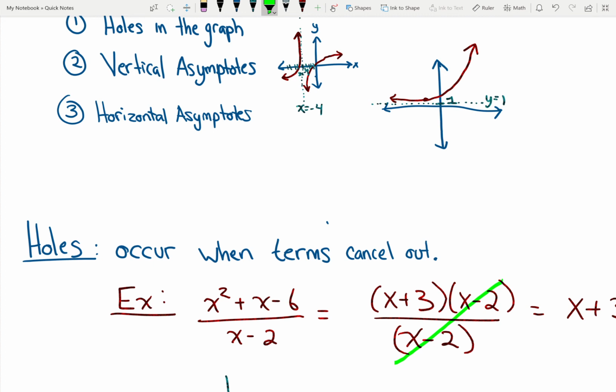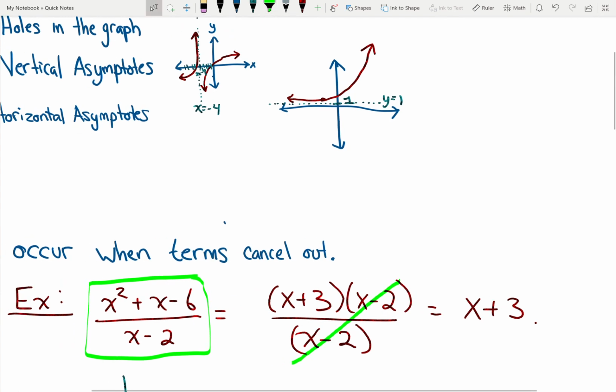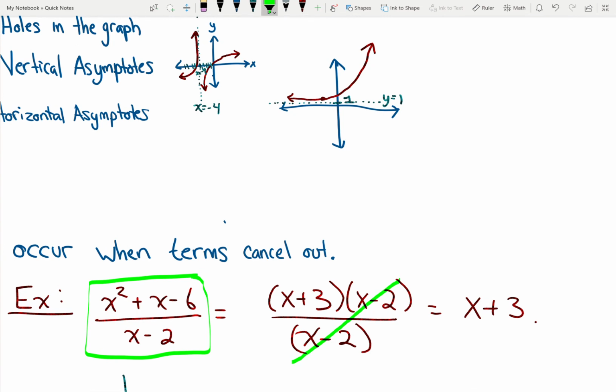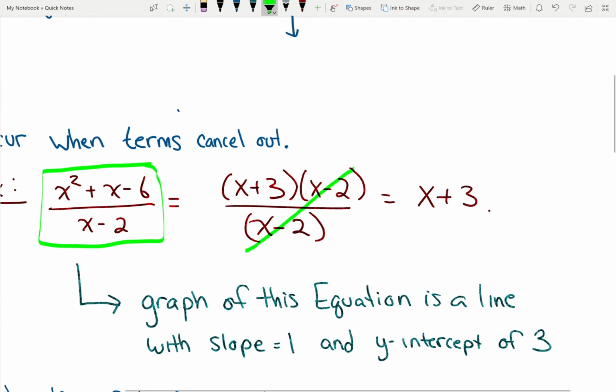Okay, so that means this whole complicated looking rational function, after simplifying, just looks like this: x plus 3. So what does that mean for us? That means this complicated rational function over here, if we were to graph it, will look like this guy, x plus 3. It will be the graph of a line. It will be a line with slope 1 and a y-intercept of 3. Okay, so it's just a line with slope 1 and y-intercept 3.